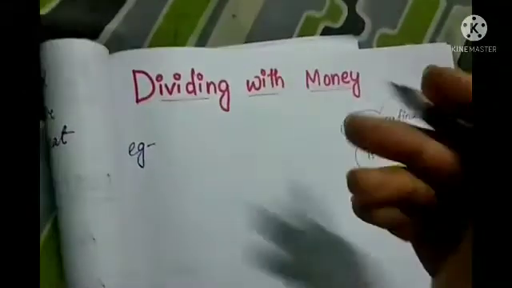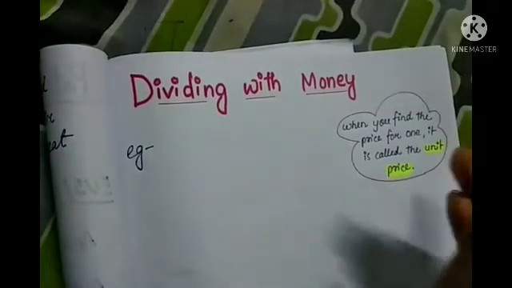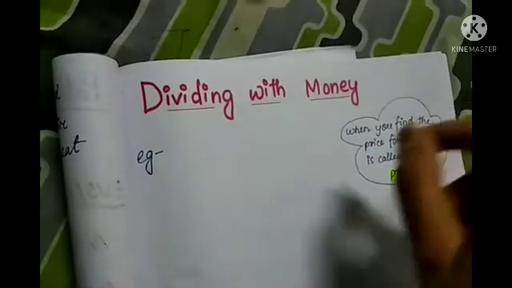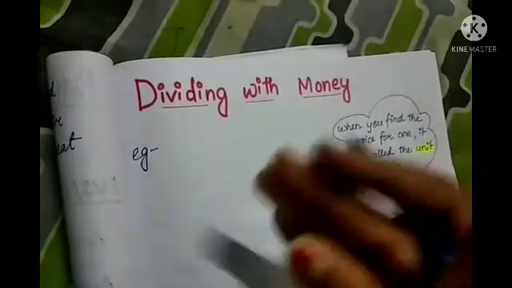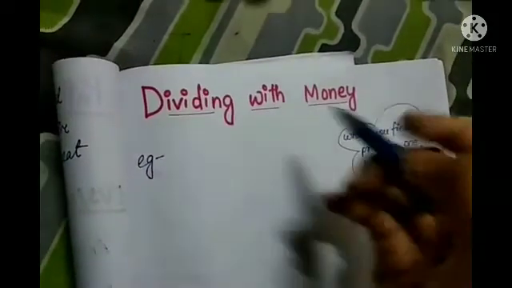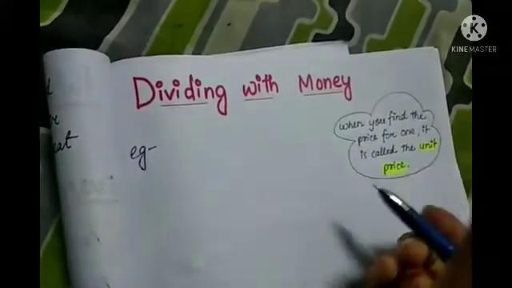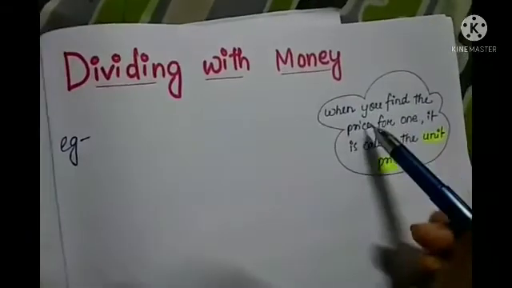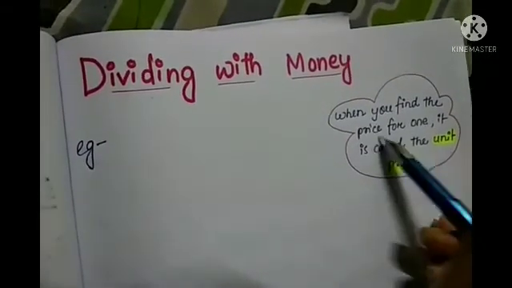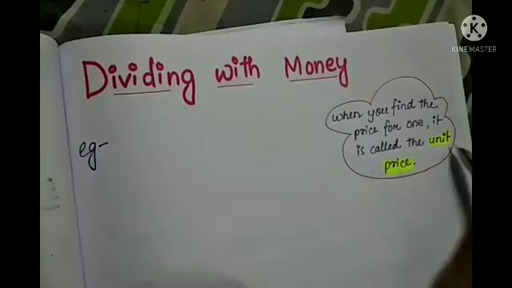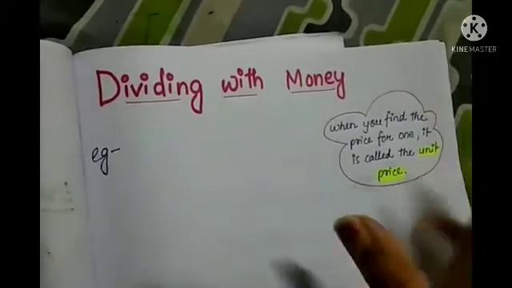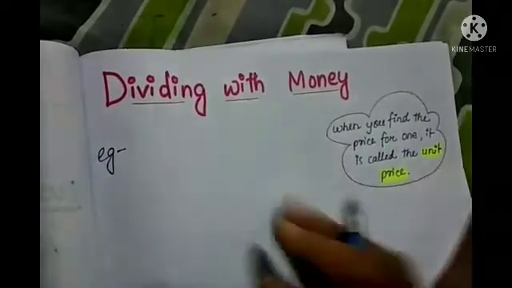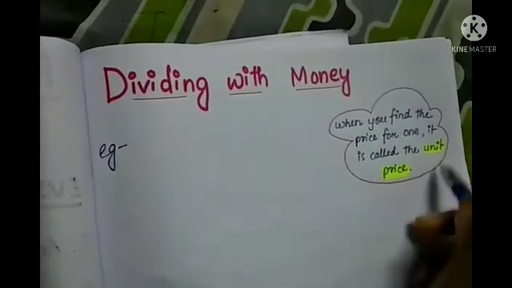So actually in case of multiplication, we have learned when we have to find out for more numbers, then we do multiplication, right? Suppose the cost of one item is given, then we can find out for more items. But in case of division, we always find the unit price. Unit price means, as you can see here I have written, when you find the price for one, it is called the unit price. That means suppose the cost of 5 items is given, so from that you have to find out one item's price, so that is called your unit price.